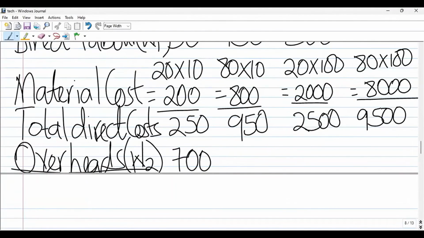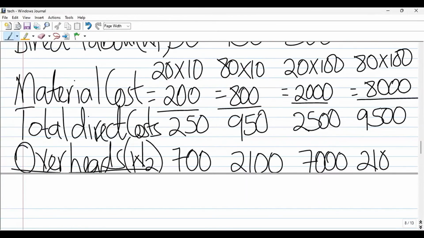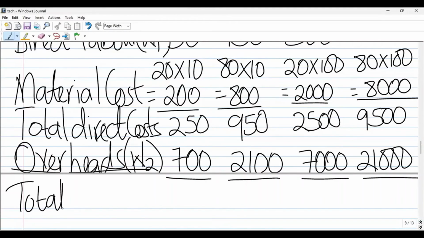So that's what we are going to take above: 700, 2,100, 7,000, 21,000. And we finish allocating the overheads. So we can get the total costs. Remember, total cost is the variable cost plus the fixed cost, or direct cost plus the overheads. So add the total direct costs and the overheads to get the total. What is the first total? 950.